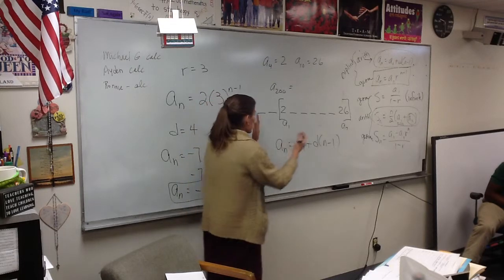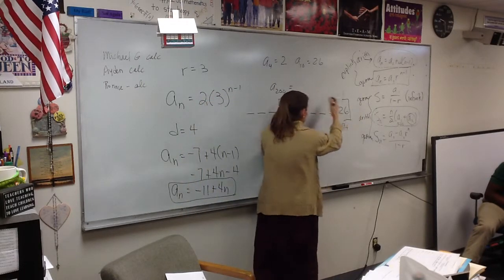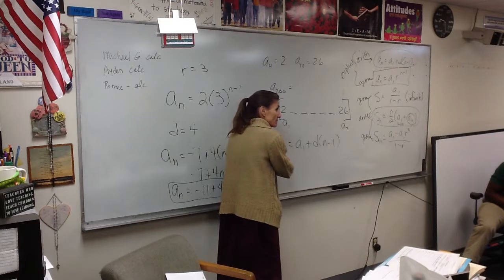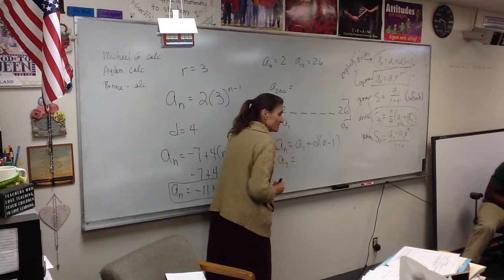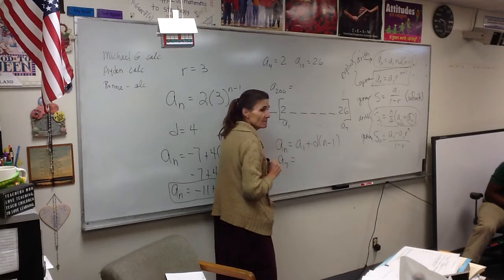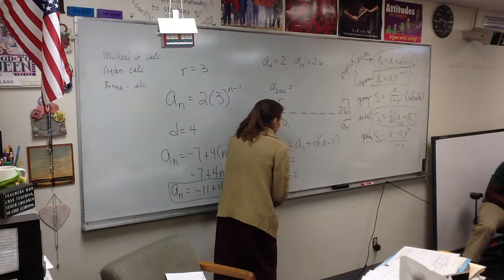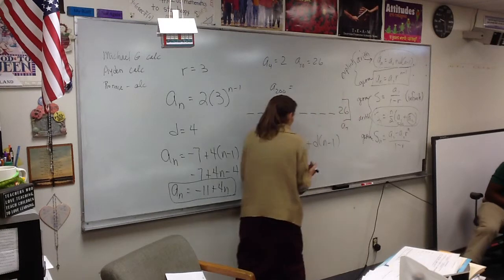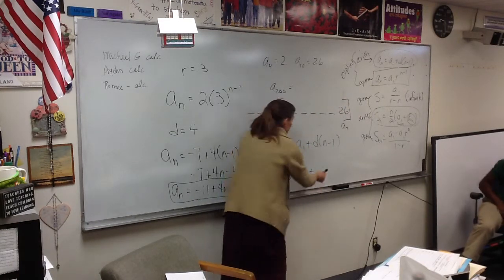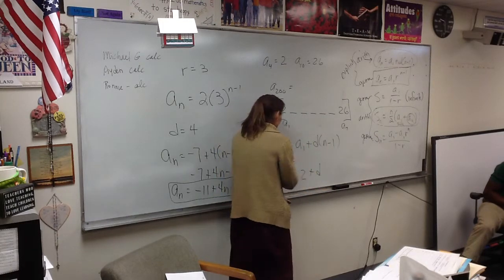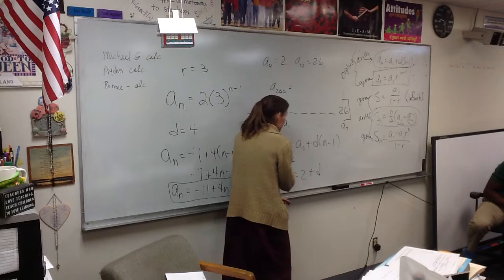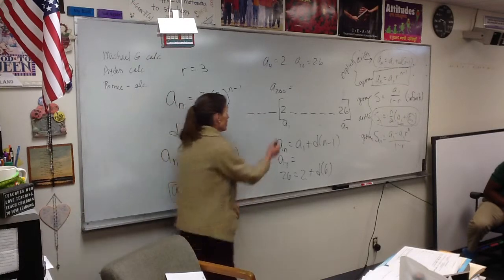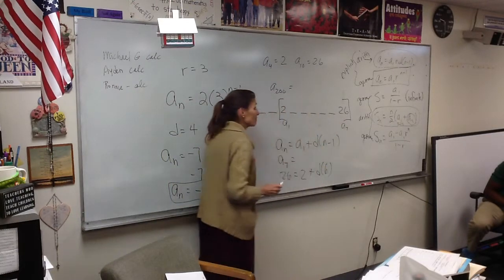Okay, now in my sequence, just the part I have blocked off, how many terms are there? 7. So n is 7. So this says a sub 7, which by the way, what is a sub 7? 26 equals a sub 1. What's a sub 1? 2. Remember, I'm only looking at this. Plus, I have no idea what my common difference is, so I have to put D. But I do know n is what? 6. Well, n is 7, so the parentheses becomes 6. Why is n 7? 1, 2, 3, 4, 5, 6, 7. n is the number of terms.